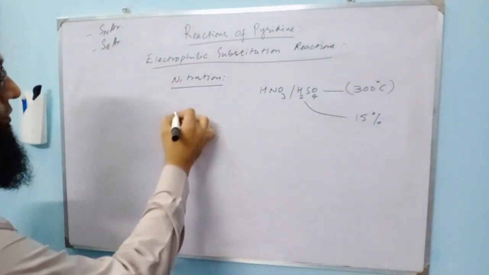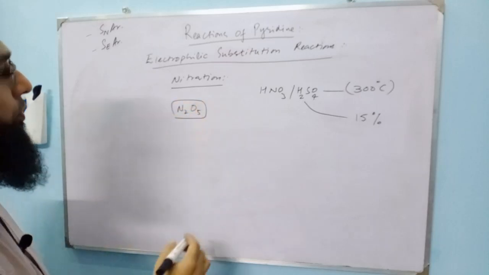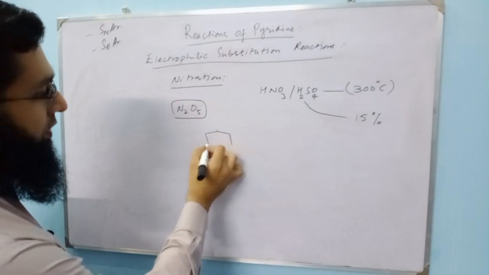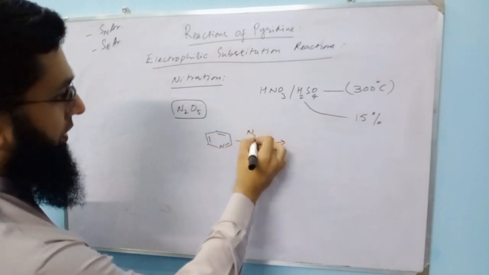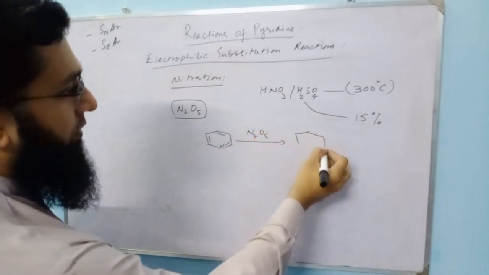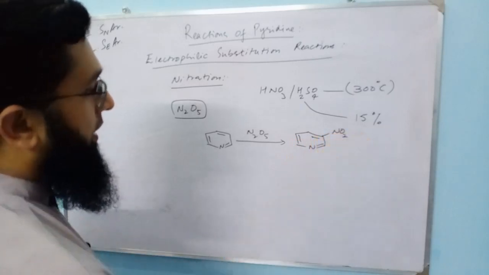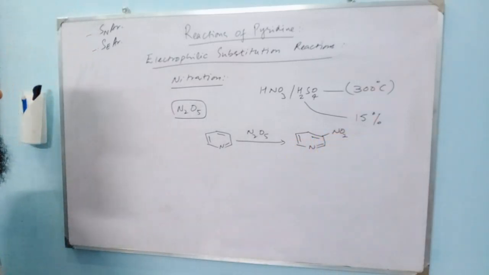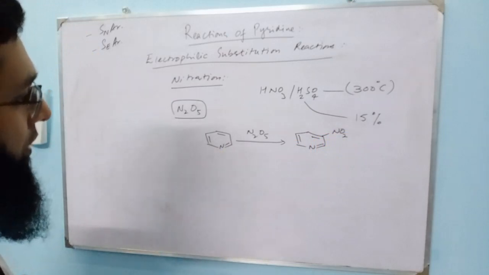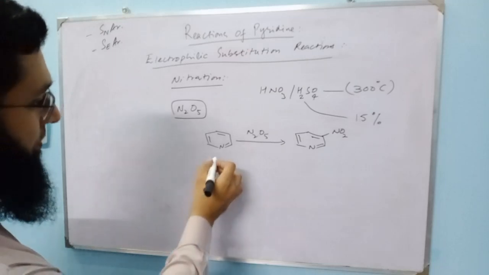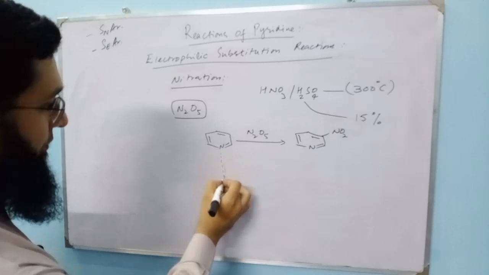However, if we use dinitrogen pentoxide for nitration, 3-nitropyridine is formed. So N2O5, and we get 3-nitropyridine. This reaction can take place using N2O5 in nitromethane or SO2, and we present a mechanism with N2O5 using SO2 or HSO3 negative.